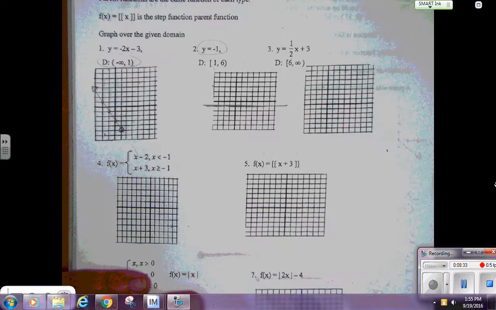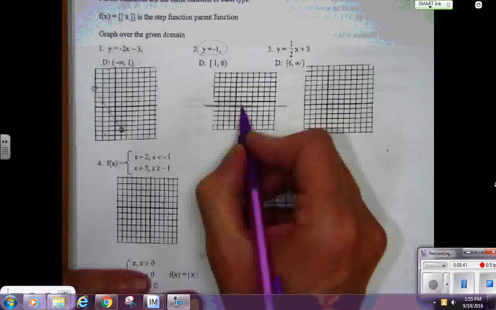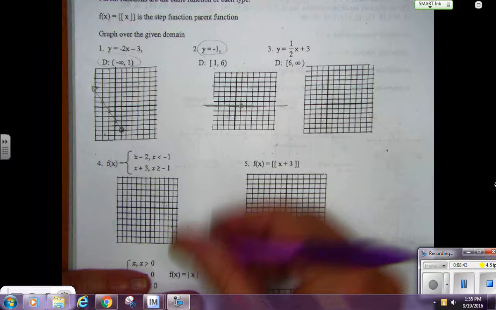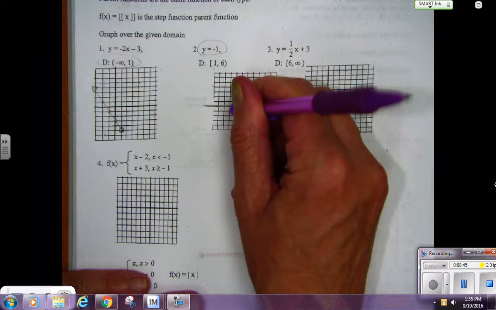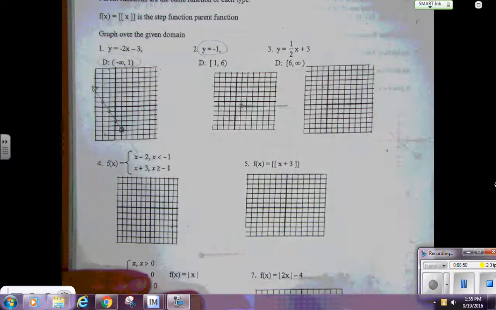Okay, my domain that I want to show, part of the graph I want to show is where x is 1. So here is where x is 1. I'm going to put a closed circle there because I have a bracket. That means I want to include the value. I'm going to erase everything to the left of it.